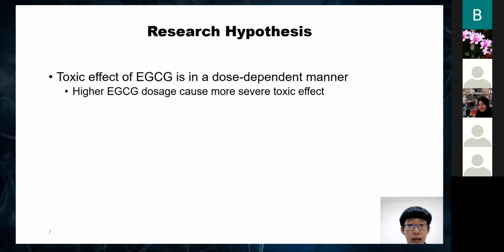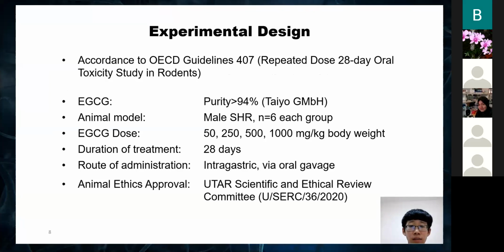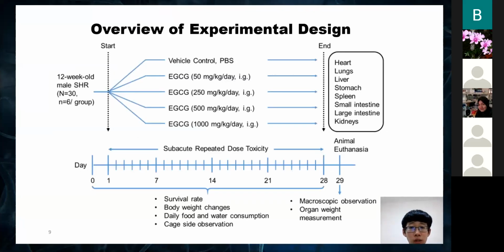This study hypothesized that the toxic effect of EGCG is dose-dependent, in which the higher dose of EGCG will cause a more severe toxic effect. The experiment was carried out according to the OECD Guideline 407, repeated dose 28-day oral toxicity study in rodents, with the animal ethics approval by the Scientific and Ethical Review Committees. EGCG with purity more than 94% was administered to SHR at doses of 50, 250, 500, and 1000 mg per kg body weight through oral gavage for 28 days.